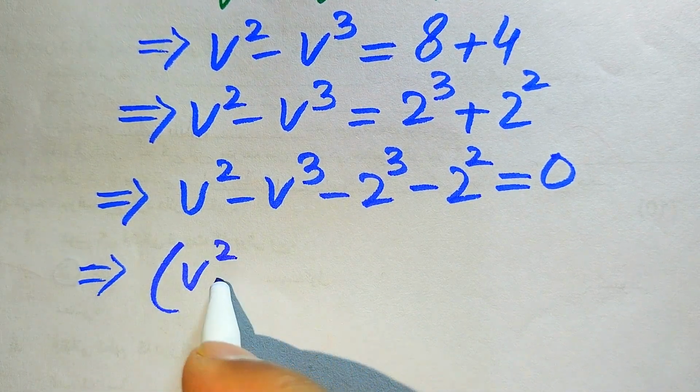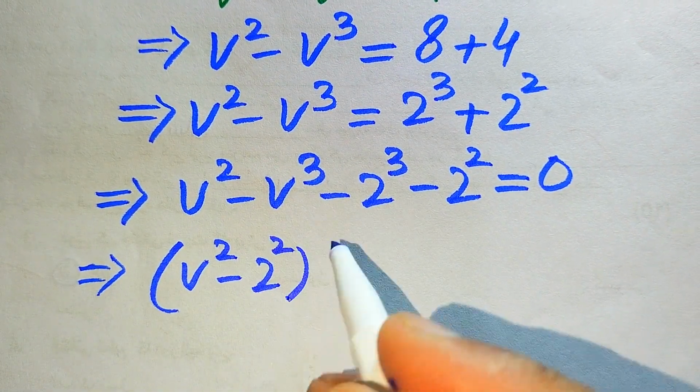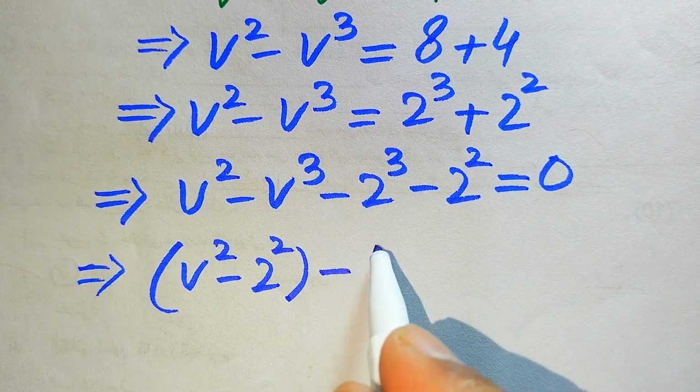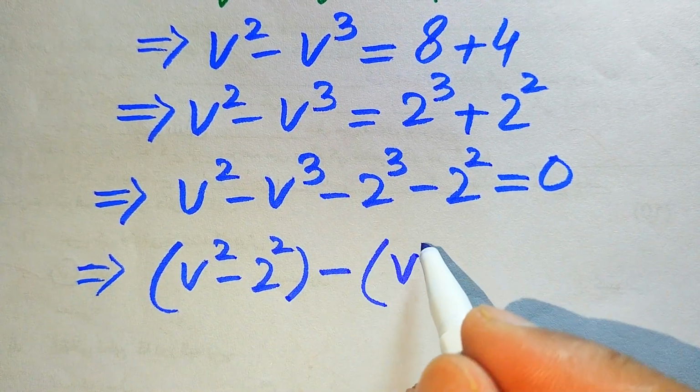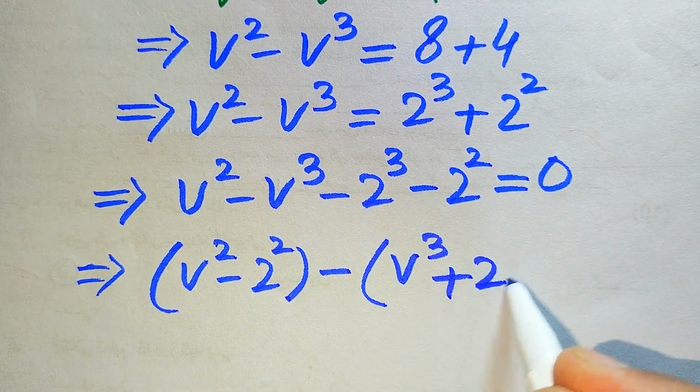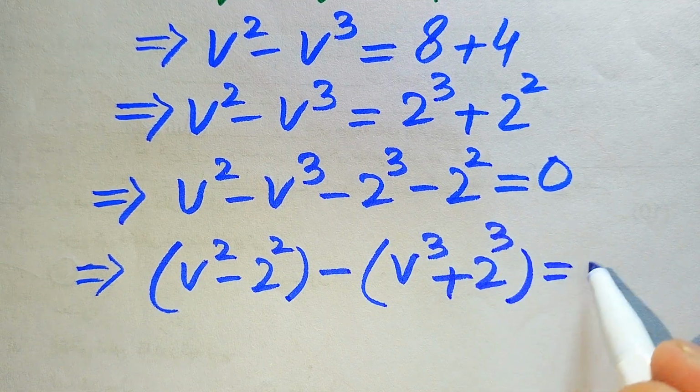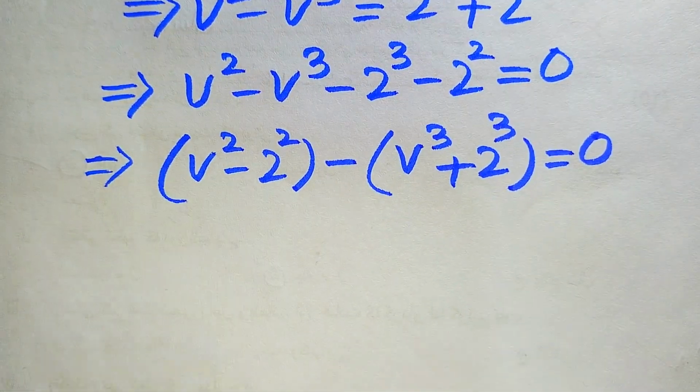terms. We have v square minus 2 square. From these two terms we will take a common negative sign, and we get the remaining values: v cubed plus 2 cubed, and this whole equation is equal to 0.